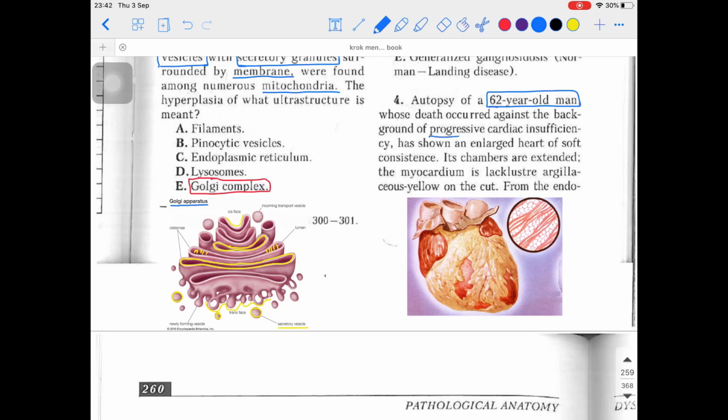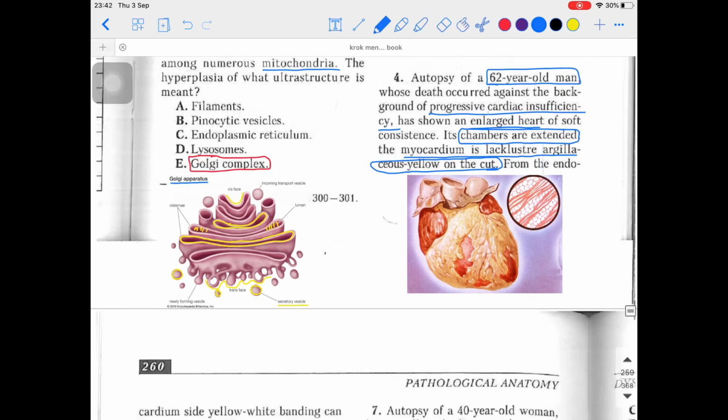Progressive cardiac insufficiency, and has shown an enlarged heart of soft consistence. Chambers are extended. Very important. Chambers are extended on the autopsy. Myocardium is luster yellow on the cut. Very important finding. Yellow on the cut.